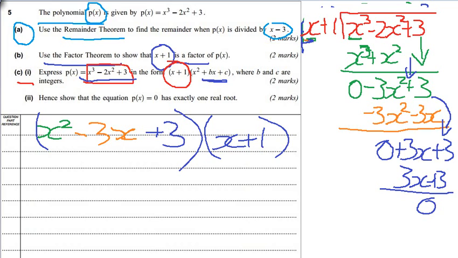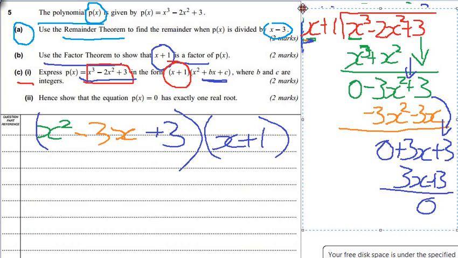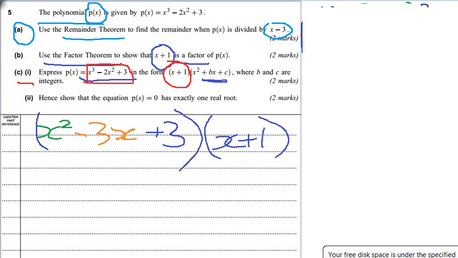Here we go then, let's get my space back. Right, last part. C, II. Hence show that the equation P of x equals 0 has exactly one real root. Now this one's not actually that intuitive. It's just one of those questions that you see it enough times, you remember the answer for it eventually. What it's actually asking you is the one real root. The real root you found is this x plus 1. That's the real root that you found already.